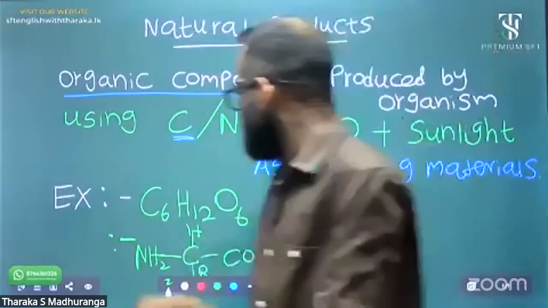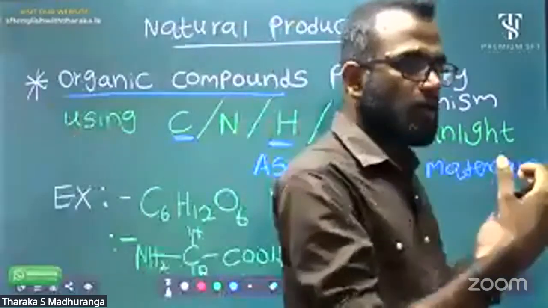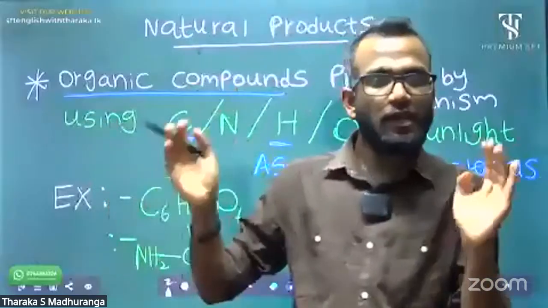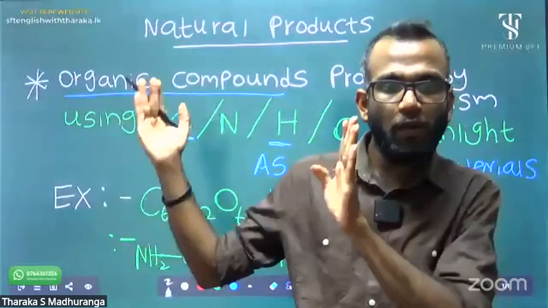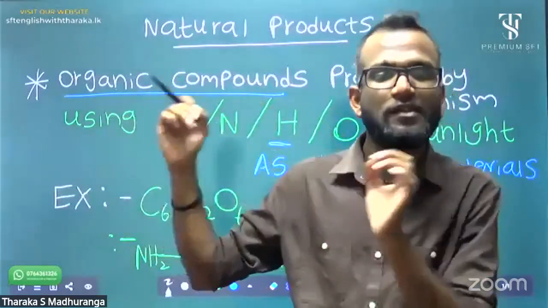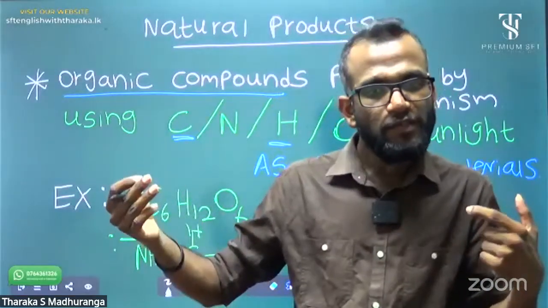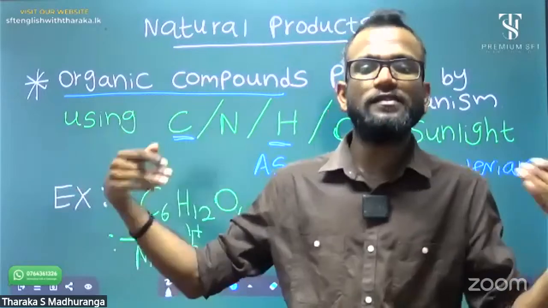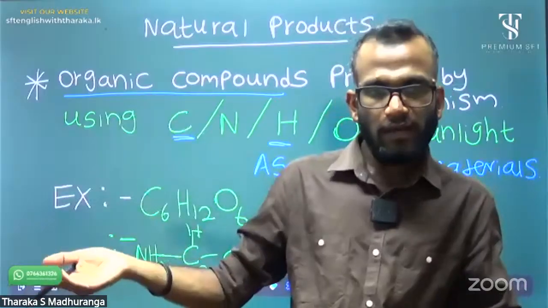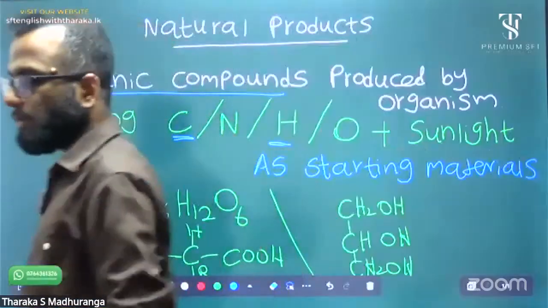So how do we remember it? Natural products are chemical organic compounds produced by organisms using carbon, hydrogen, oxygen, nitrogen plus sunlight as starting material. Remember the examples of natural products: carbohydrates, proteins, lipids. If you want more examples, alkaloids, terpenoids, essential oils. I will explain about those. That is what I said so far.